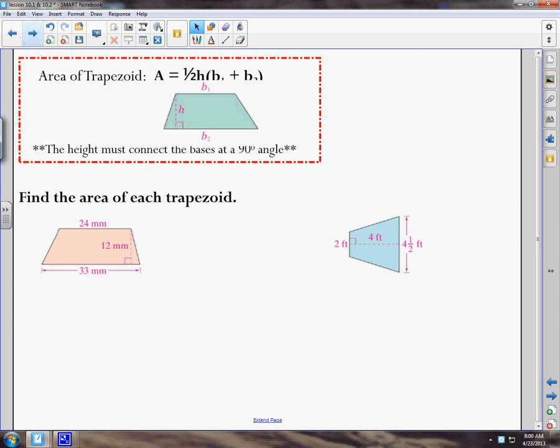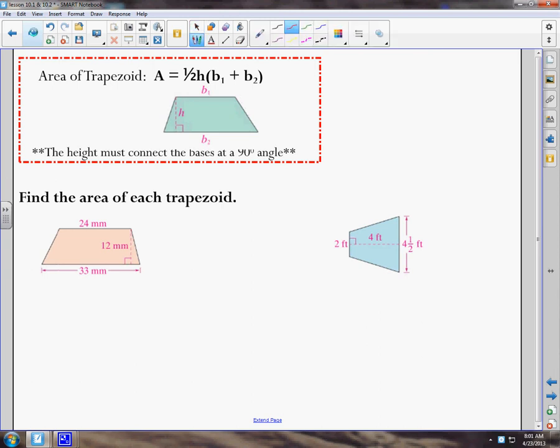All right, and our last one is the area of a trapezoid. Area of a trapezoid is 1/2 the height times the 2 bases added together. So copy this down. This one might be a little bit new for you. This is the trickiest one so far. The rest of them were pretty simple.